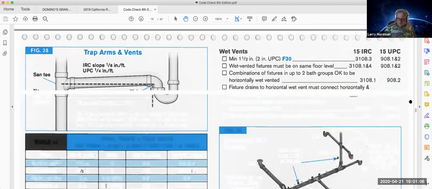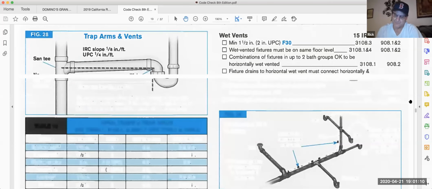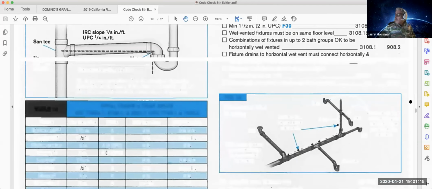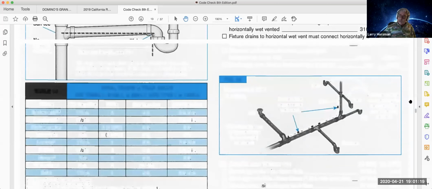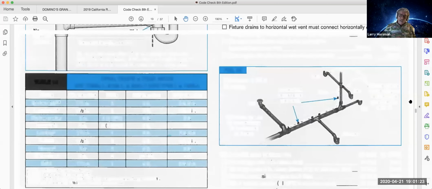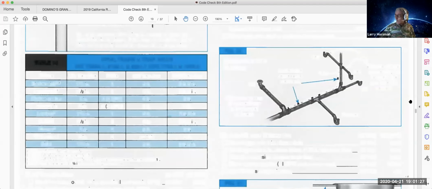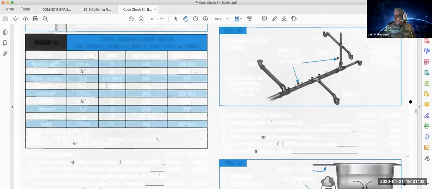So a wet vent is one that also carries air. Is that what the definition is? Air and water. Okay, it's going to carry air and waste. And because of that, if you go to a wet vent, the plumbing code says they all have to be on the same floor. The vent itself has to be one size larger than it would normally need to be if it's carrying both waste and functioning as a vent, which is primarily to carry air.